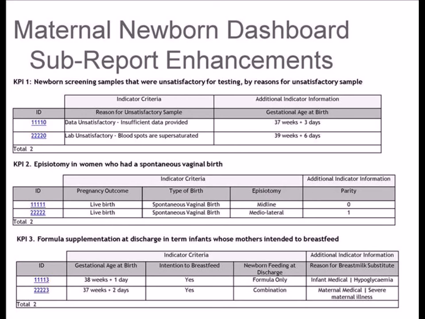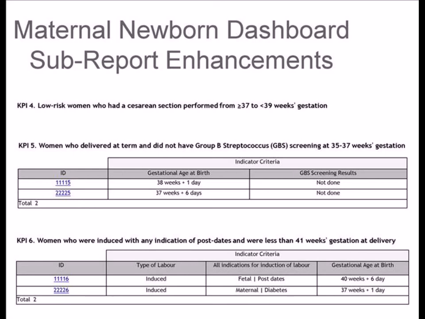This is all dummy or mock data. Don't anyone be alarmed. But for instance, for KPI 3, formula supplementation at discharge in term infants whose mothers intended to breastfeed, you can see that, for instance, there might be two records that fall into the various criteria. So yes, they intended to breastfeed, but unfortunately, the newborn feeding at discharge were that either they were fed formula only or combination. So then you can go back to the chart number, the chart ID, and click on that ID, and it links you directly back to that patient's profile. That's how you can drill down and do your audit very quickly.